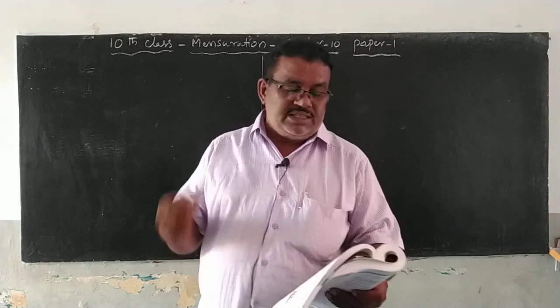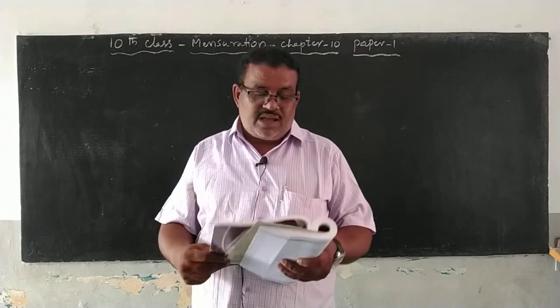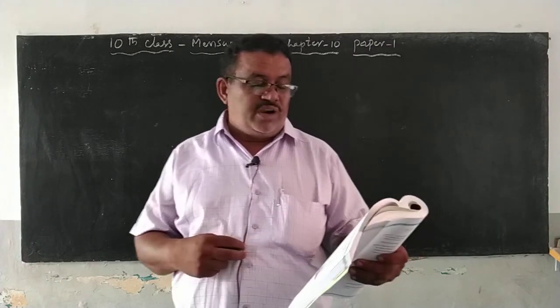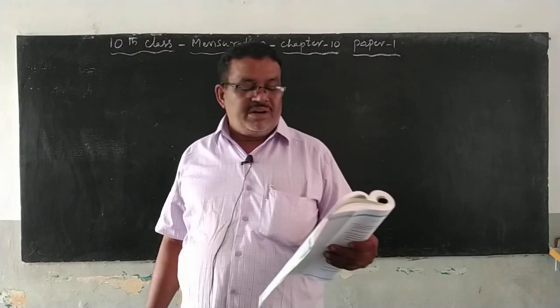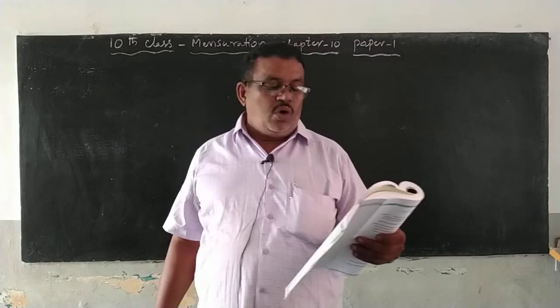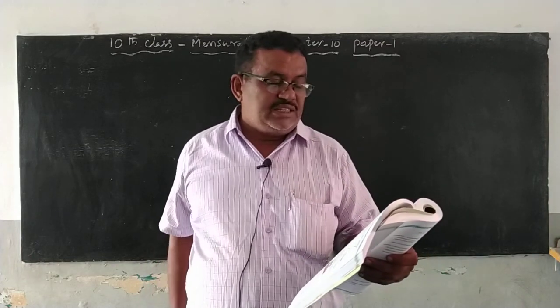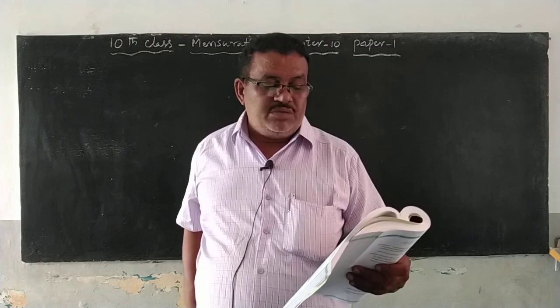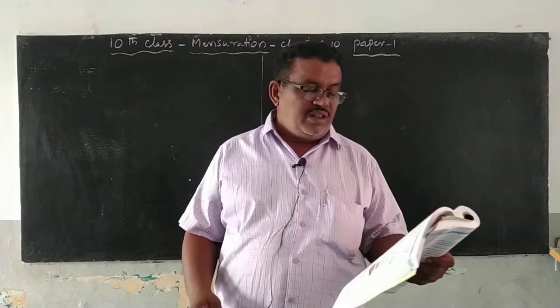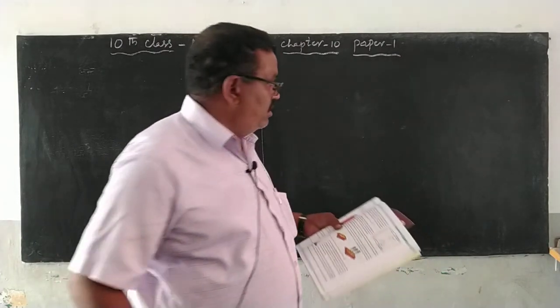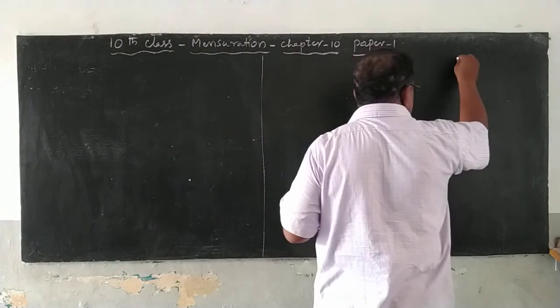Now, we are going to discuss the fifth problem in the exercise. In the adjacent figure, the height of the solid cylinder is 10 centimeter, diameter 7 centimeter. Two conical holes of radius 3 centimeter, height 4 centimeter are cut off as shown in the figure. Find the volume of the remaining solid. Okay, children, easy problem only.